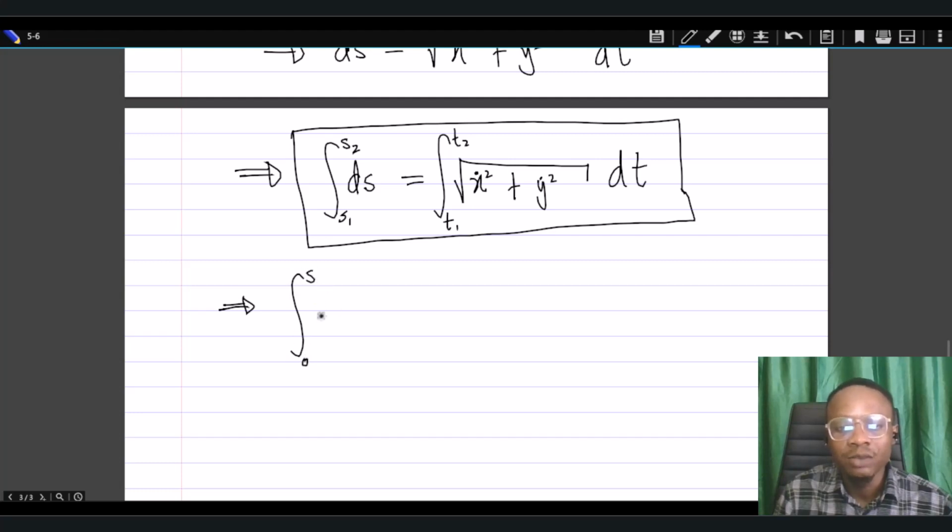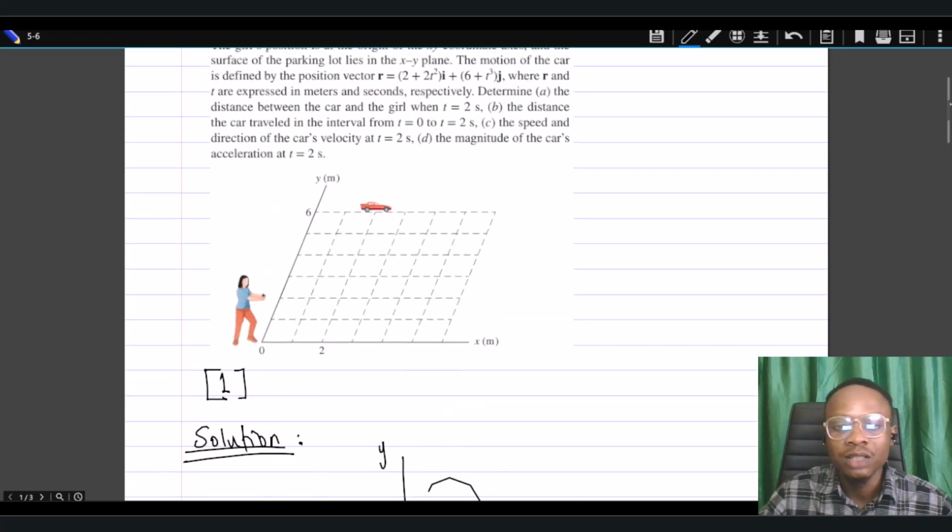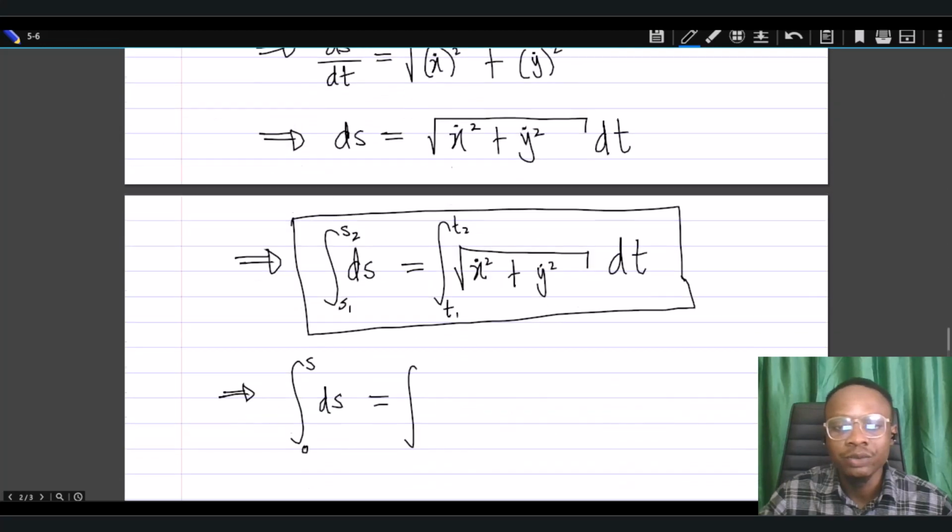Okay, that's what we want to get, the s. And then this is equal to the integral. So we have this integral, our t1. We're told that we should obtain this from the distance traveled between t equal to 0 and t equal to 2 seconds. So that means our t1 is 0 and our t2 is 2.